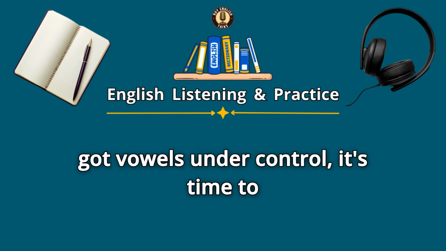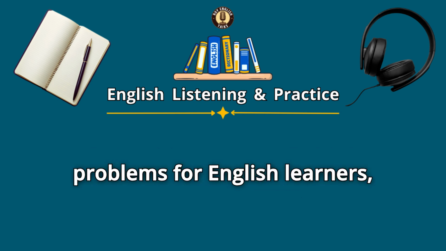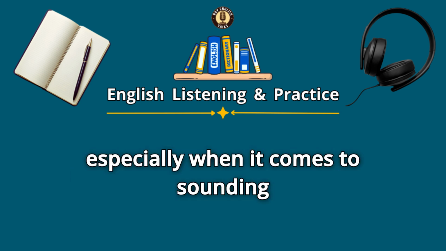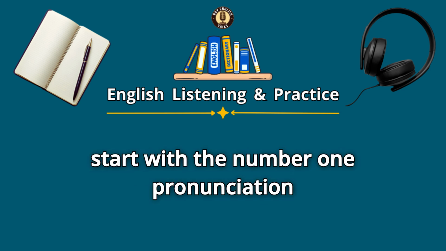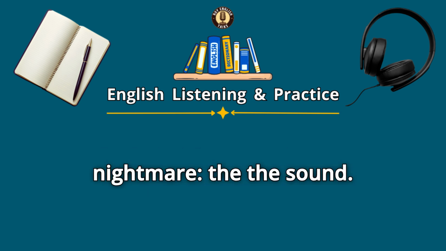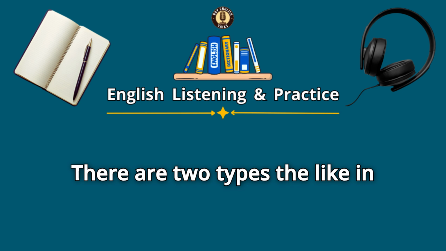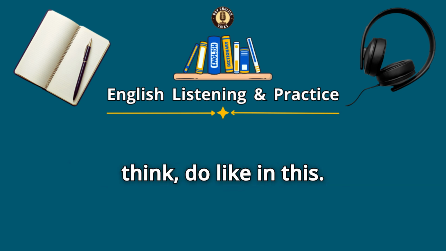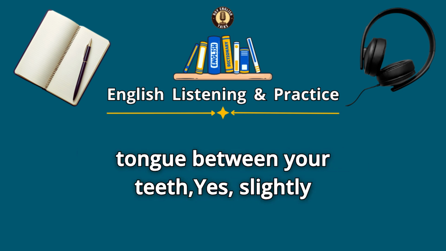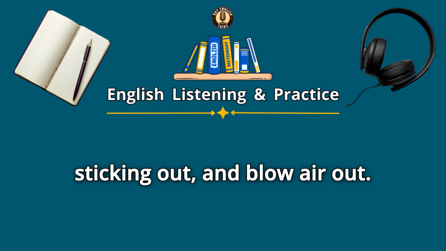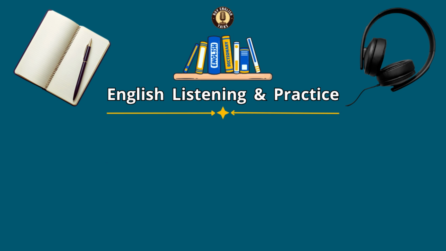Now that you've got vowels under control, it's time to tackle the consonants that cause the most problems for English learners, especially when it comes to sounding natural and clear. Let's start with the number one pronunciation nightmare, the th sound. There are two types: th like in think, and th like in this. To pronounce the first, put your tongue between your teeth, yes, slightly sticking out, and blow air out. Try it now. Think, thick.